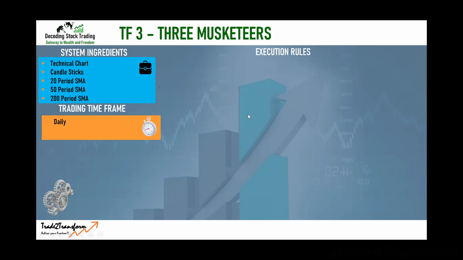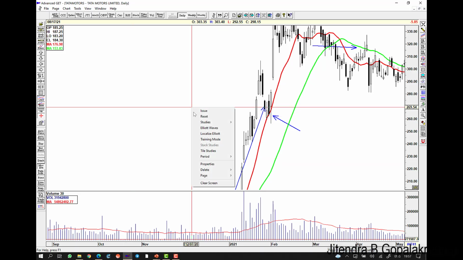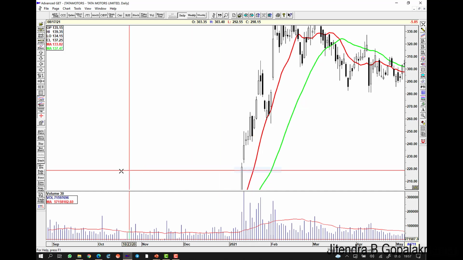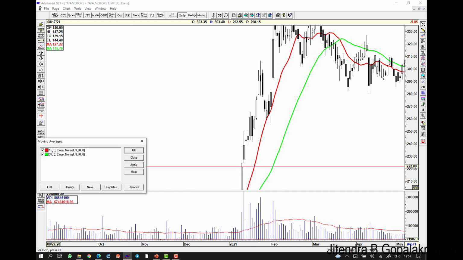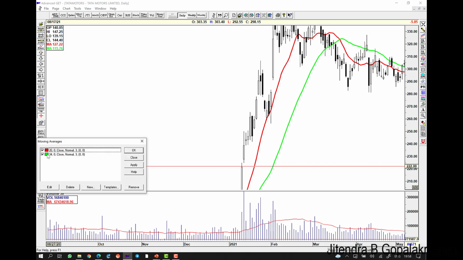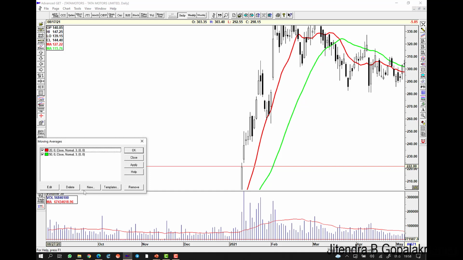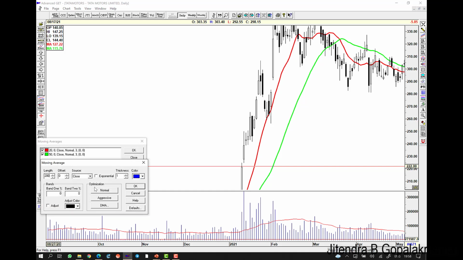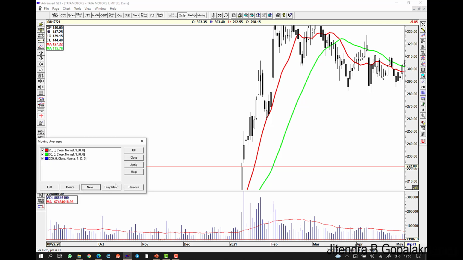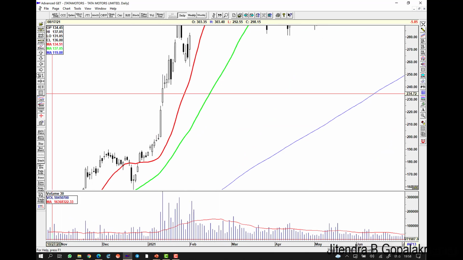Now, execution rules. Before we look at the execution rules, let's quickly set up the chart and come back here. So let me delete all the older ones. We had earlier 13 and 34. I'm going to modify that. 13 I'm going to change to 20, this one I'm going to make 50, and I'm going to add one more and give it 200, and leave it at blue maybe. Okay, so we have all three here.